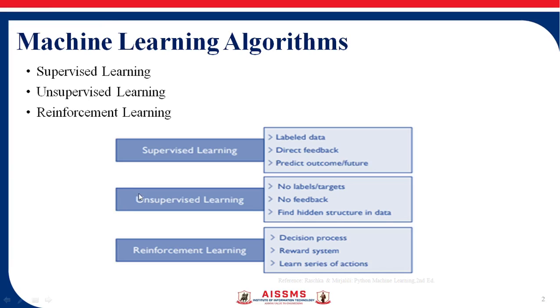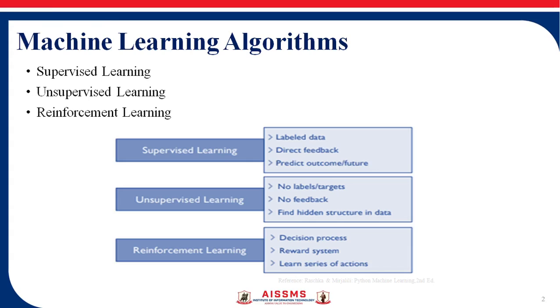Here you can see we have defined the features of supervised learning. It is labeled data. It gives direct feedback. We have a predicted outcome or future. Supervised learning is a mature, most studied, and one type of learning used by most of the machine learning algorithms. Learning with supervision is much easier than learning without supervision. As per the name, supervised learning is under supervision.